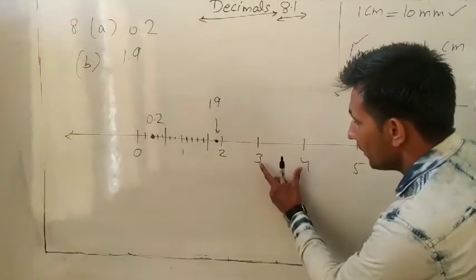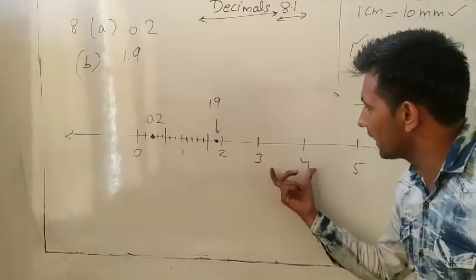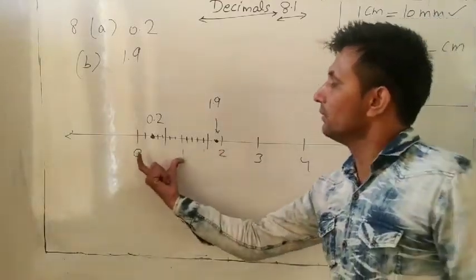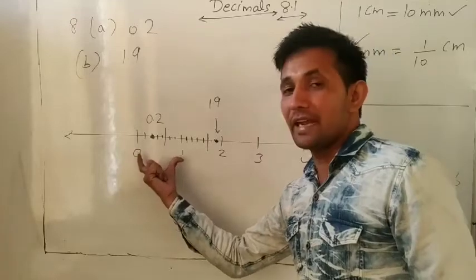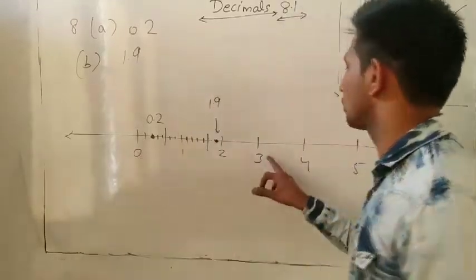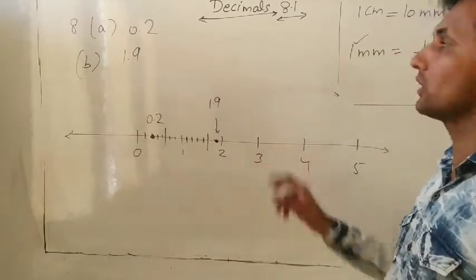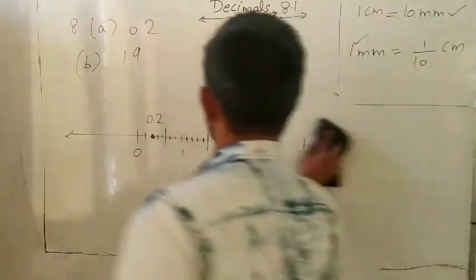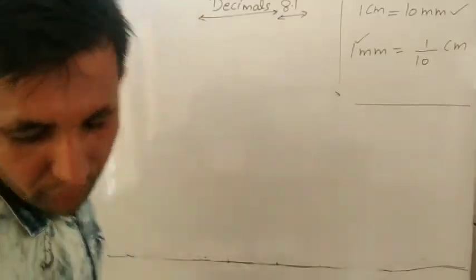Divide the 3 and 4, every two numbers between. We will take any two consecutive numbers and divide into 10 equal parts. Okay, so 3.1, 3.2, 3.3, 3.4, like this one. Okay, next is a very easy question. This was question number 9.